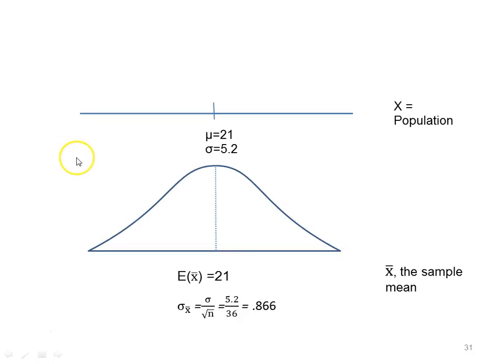So this is what we know so far. Here's the population of ACT scores with a mean of 21, standard deviation of 5.2. But we're now interested in the distribution of the sample mean. Its mean is exactly the same as the population mean. E of x bar has got to be 21. Sigma x bar is sigma over the square root of n, which we just calculated to be 0.866. And lastly, by the central limit theorem, we're going to assume this distribution is normal because our sample size is sufficient.